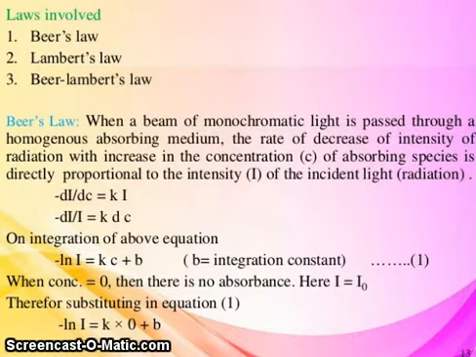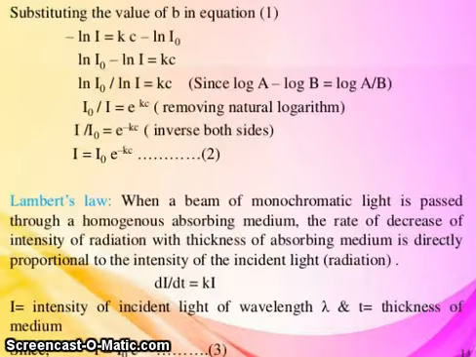When concentration is 0, then there is no absorbance, hence I is equal to I0. Therefore, substituting in the equation, minus ln I0 equals k into 0 plus b, so minus ln I0 is equal to b. Now, substituting the value of b in the equation, ln I is equal to minus kc plus ln I0, and then you will get I is equal to I0 exponential minus kc.